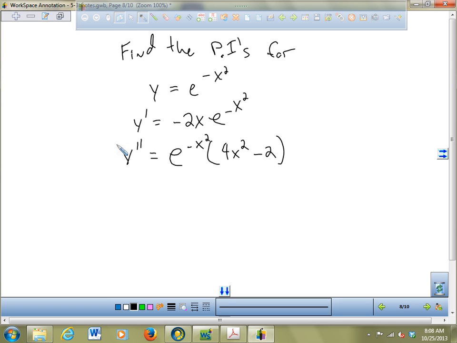So you want to set this equal to 0, but that doesn't tell you for sure it's a point of inflection. And so when is e to the negative x squared equal to 0?